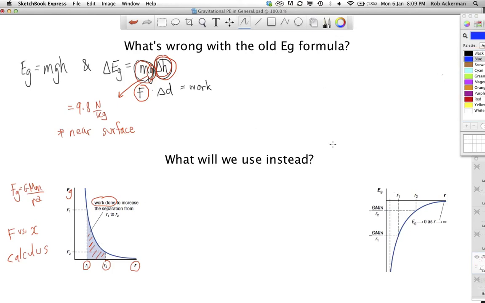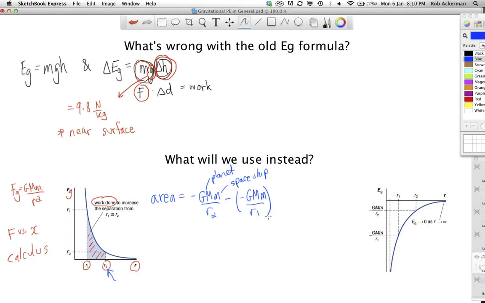I'll just switch back to another color here. Here's what the area comes out to, and it's a little bit of a weird, wacky formula, but I'll give it to you anyway. It's negative G big M little m. So these are the masses of the two objects that are being separated. One might be, let's say, a planet, and one might be, let's say, a spaceship. So negative G big M little m over R2, the final position over here, minus negative G big M little m over R1.